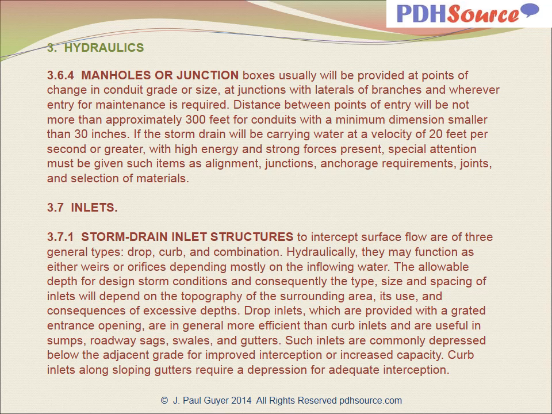Drop inlets, which are provided with a graded entrance opening, are in general more efficient than curb inlets and are useful in sumps, roadway sags, swales, and gutters. Such inlets are commonly depressed below the adjacent grade for improved interception or increased capacity. Curb inlets along sloping gutters require a depression for adequate interception.